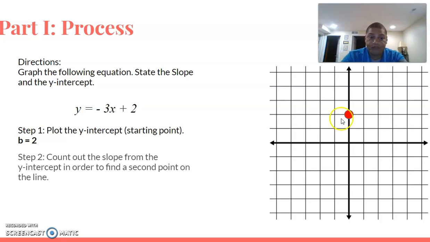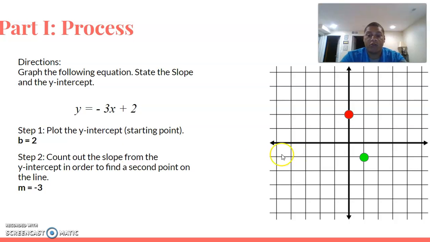Step 2 then is to count out the slope from that y-intercept in order to find the second point. Remember, we need 2 points. This is how we find the second one. Now, y equals mx plus b. m is negative 3, which means my slope is negative 3 over 1. So since it's negative, I'm going to count down 1, 2, 3, go over 1, and there is my second point.